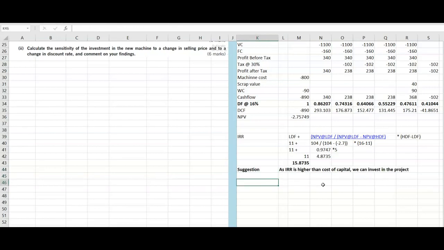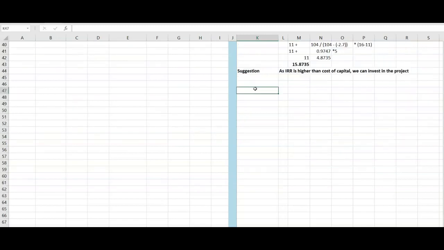We got the answer. So we have still one more problem. The last one is sensitivity. Calculate the sensitivity of the investment in the new machine to a change in the selling price and to a change in discount factor. So we'll start with the sensitivity. So the sensitivity has a formula.